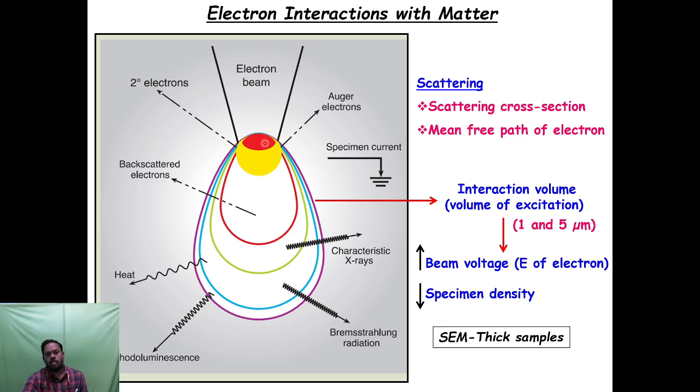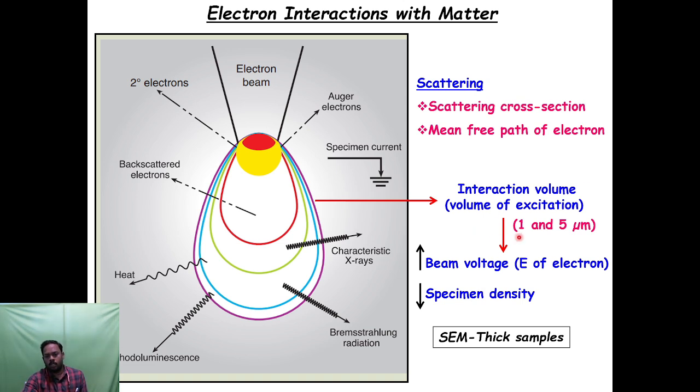When we hit the sample surface with a high energy electron beam, sometimes single scattering will occur or multiple scattering may be possible. Sometimes we cannot expect any scattering. If scattering occurs, it mainly depends on the scattering cross section. The scattering cross section depends on the material surface, the topography of the material, and the scattering also depends on the mean free path of the electron. Once the interaction happens, we will get a pear shaped volume. That volume is called the interaction volume.